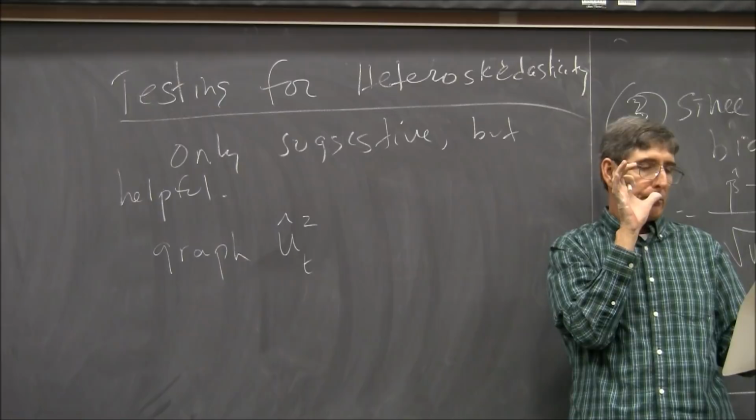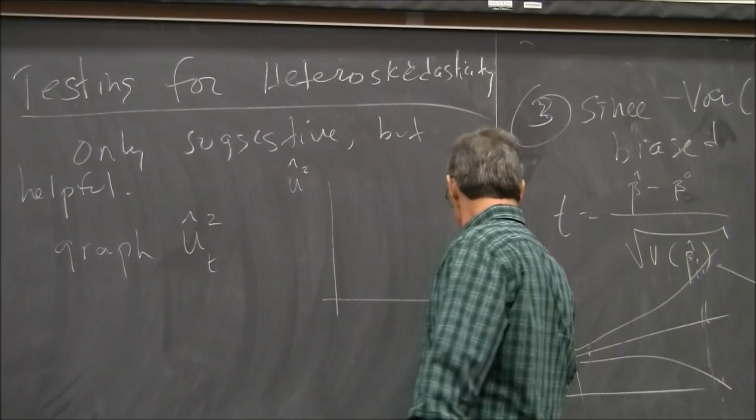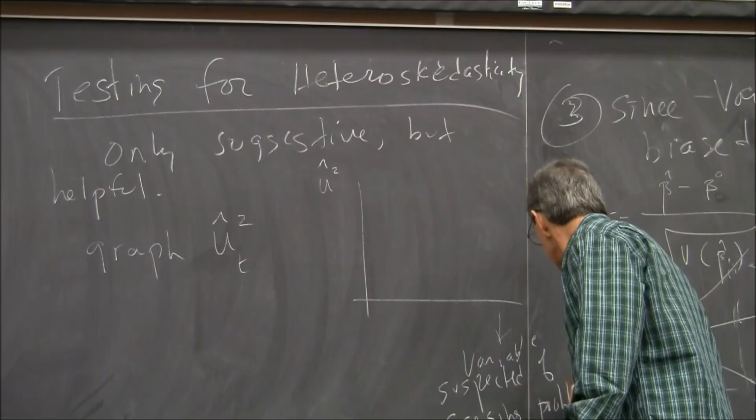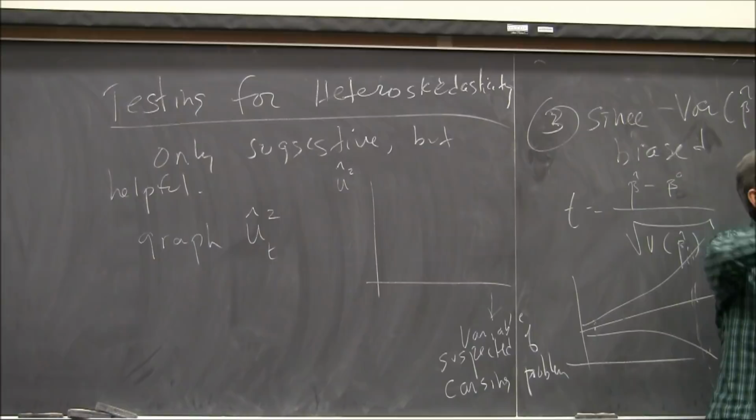And then suppose you have income or something like that. What you want to plot is U hat squared against the variable suspected of causing the problem. The variable suspected of causing the problem. Remember my consumption income example? We think the variance expands with income. So we would graph this against income.